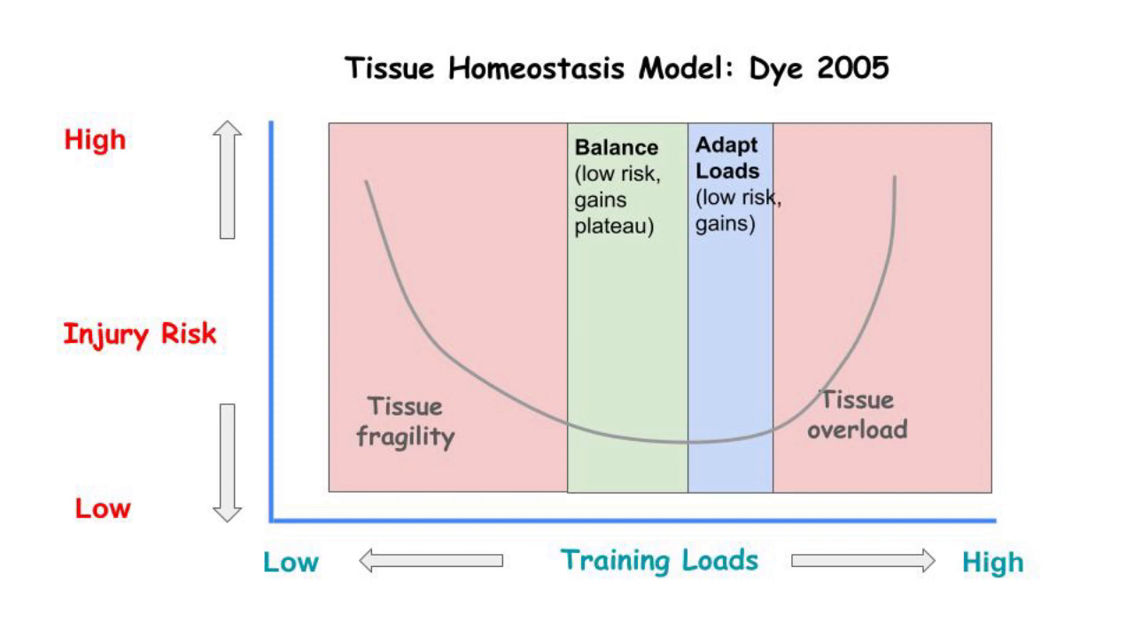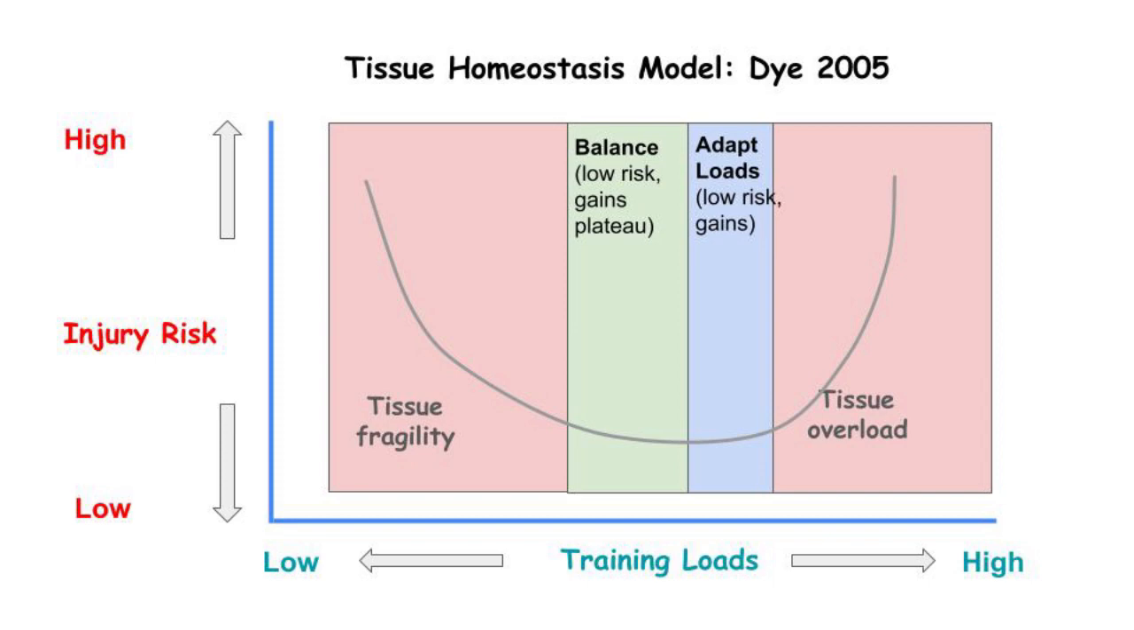So on the y-axis is injury risk, high and low. On the x-axis, the bottom one, is training loads, low or high. On the far left is what I call tissue fragility. So if you're not training, your tissues aren't really that strong or resilient. So as such, if you were to run or play sport, your injury risk is higher because the tissues just aren't strong enough to withstand those forces.